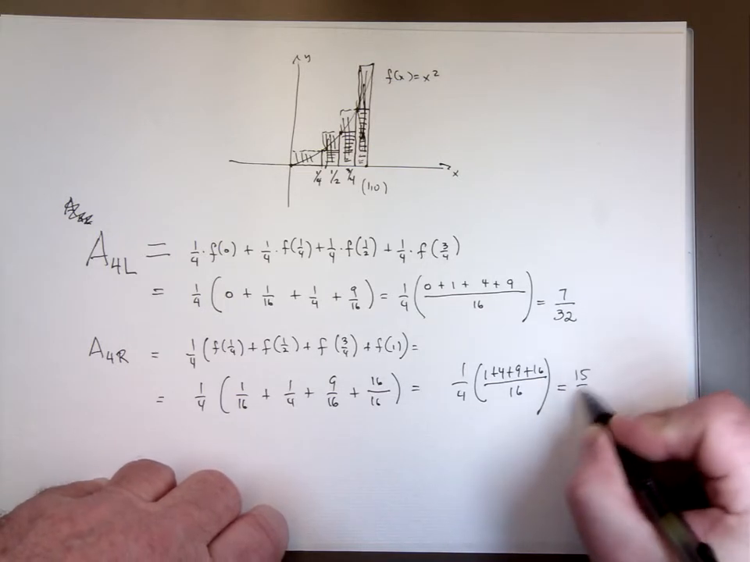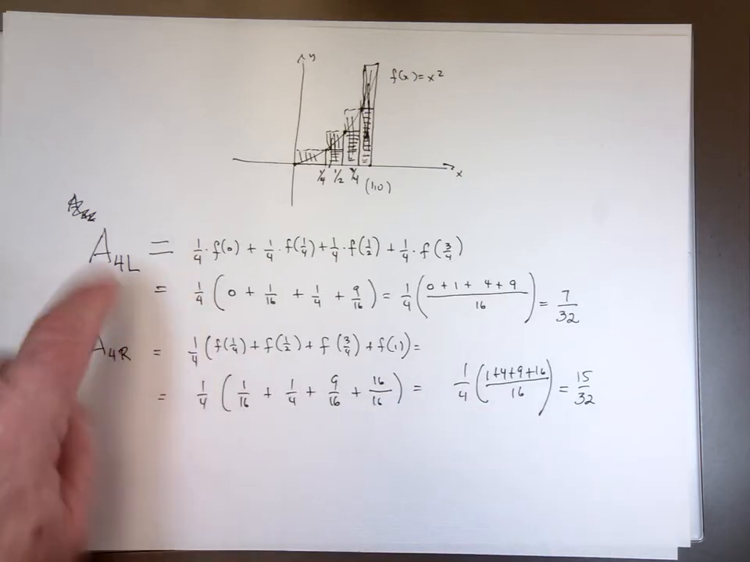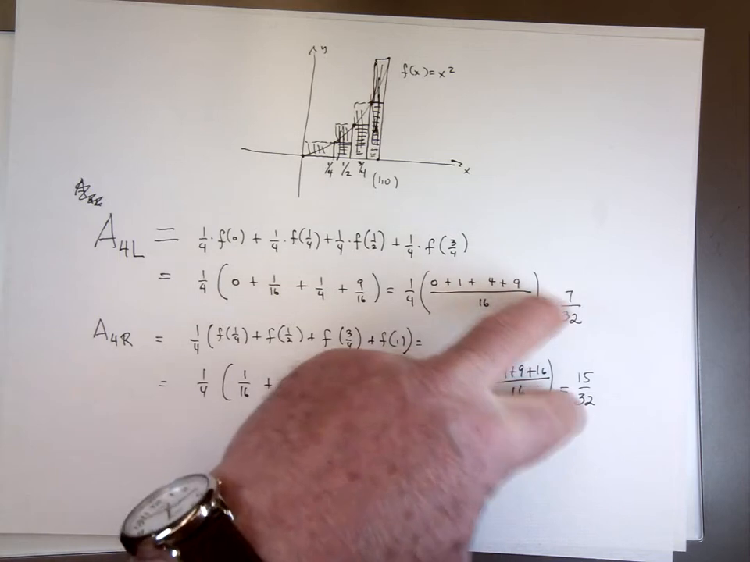Okay? So the actual area under this curve, under this graph, is somewhere between those two. Probably somewhere really close to the middle of these two. Somewhere like 11 thirty-seconds, really close to being 11 thirty-seconds. But this is a better approximation than what I had before. It's still only an approximation. I've got equal signs because that's the area of the 4 left and that's the area of the 4 right, but these are approximations for the area under the curve.